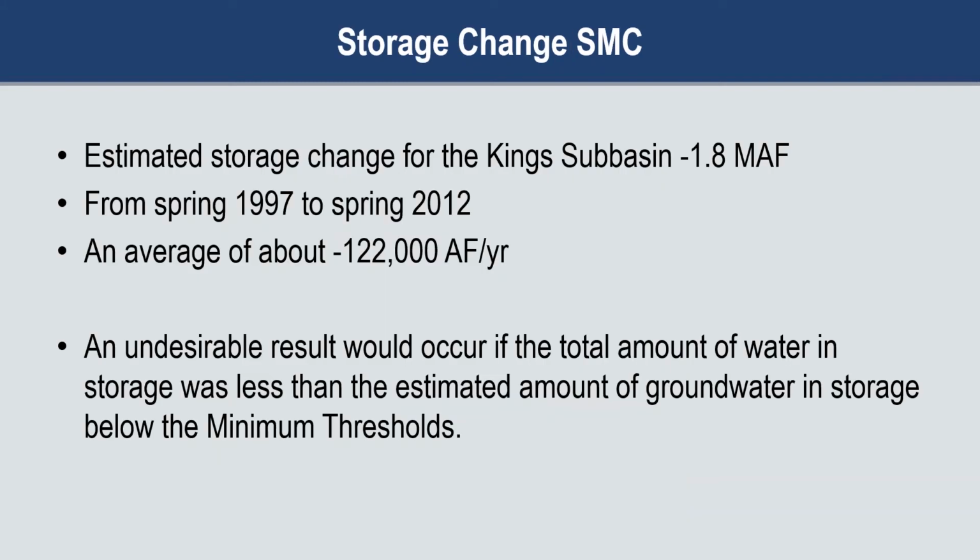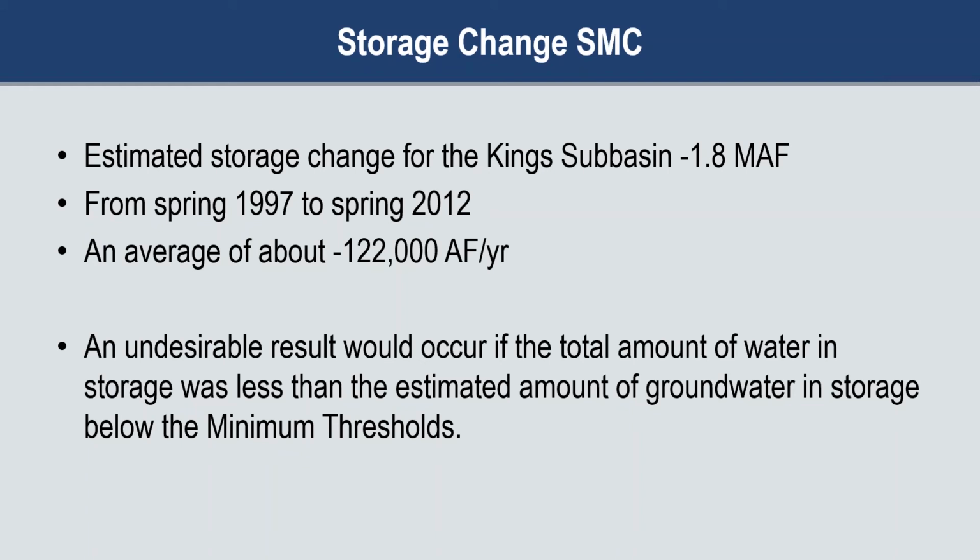So before I show the monitoring network map, I'm going to go over the storage change sustainability criteria. The reason for going over this before I show you the map is we're using the water level measurable objective and minimum thresholds for storage change calculations. So within the Kings Subbasin, there's an estimated storage change of about 1.8 million acre feet. That's from spring 1997 to spring 2012, which averages to about 122,000 acre feet per year.